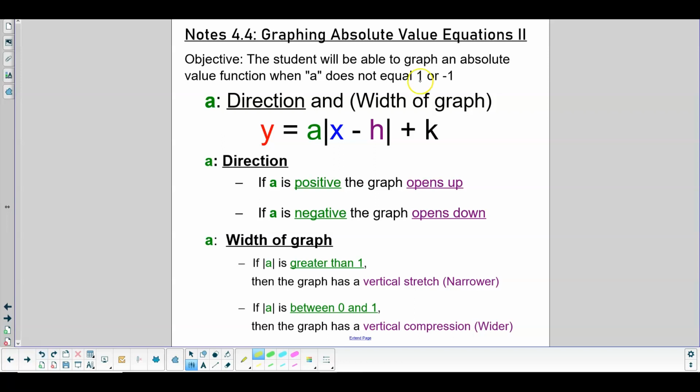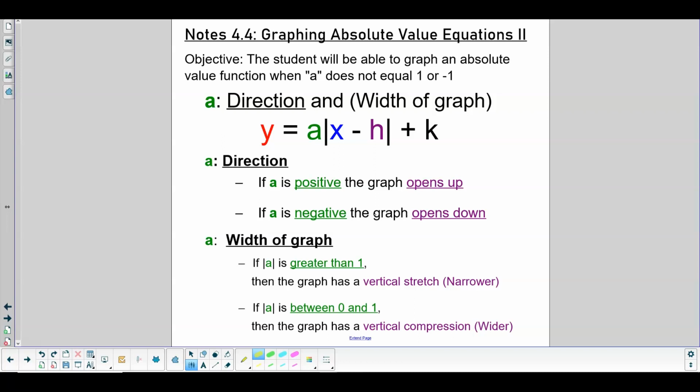But the problem is they're not going to be 1 anymore. So this is the continuation here. So what do you do when it's not a 1 in front for your letter A? And the direction here does still work the same way. So even if it's not a 1, but a -2 or a +3, you know it's going to open up or down depending on if it's positive or negative. So that part doesn't change.